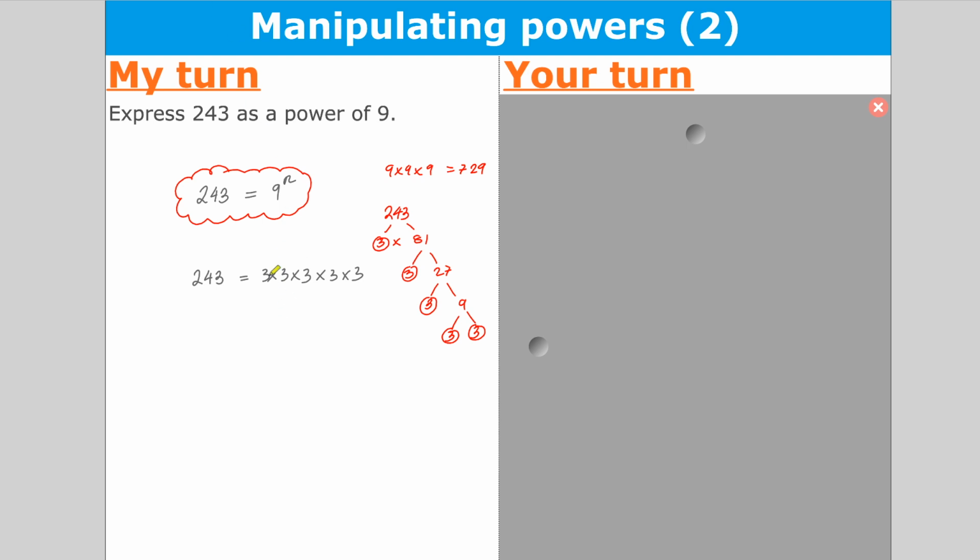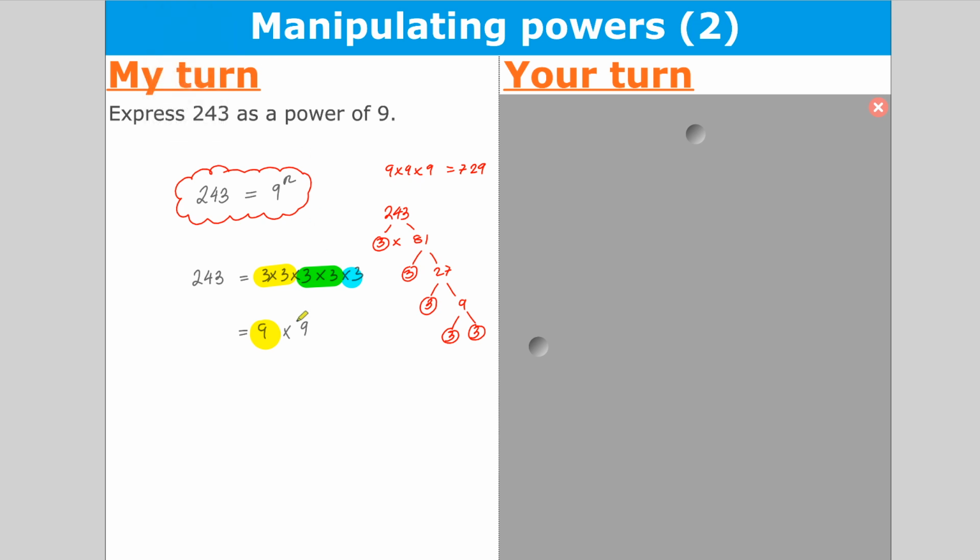This is where the magic happens. 3 times 3 is 9. 3 times the other 3 is 9. And we are left with this 3 left over. So let's write the first 3 times 3 as 9, because we want to use it as a power of 9. Let's write the other 3 times 3 as another 9.